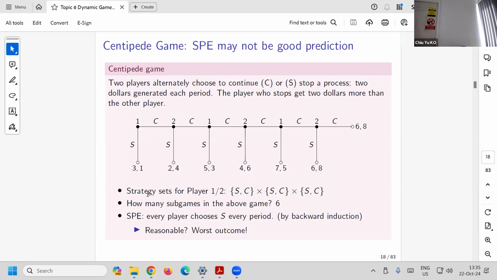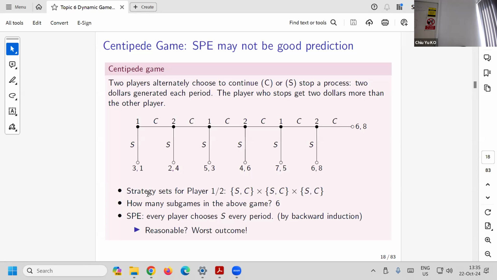So let's get back. The idea here is like the following. Basically, we start with $4 on the table, and player one decides whether to stop or continue. If player one stops, he will get $2 more than the opponent.